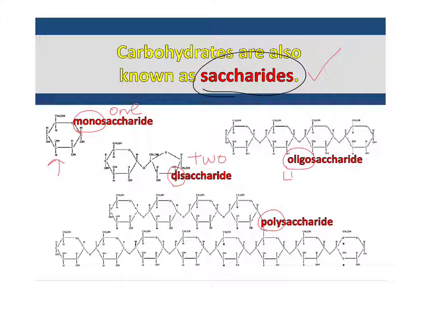Oligo means 4 to 6. So take a look at this molecule up here. We have 1, 2, 3, 4 molecules linked together, 4 sugars. So this is an oligosaccharide. Poly means many. A polysaccharide has lots and lots of sugars linked together because remember, poly means many and saccharide means sugars.